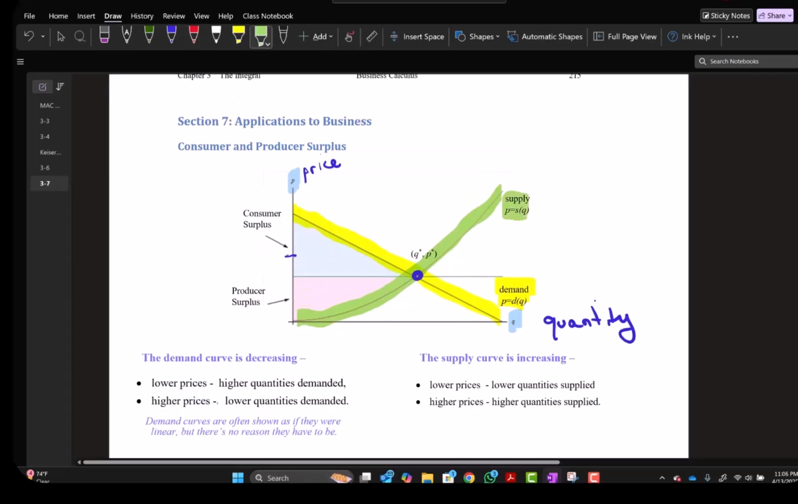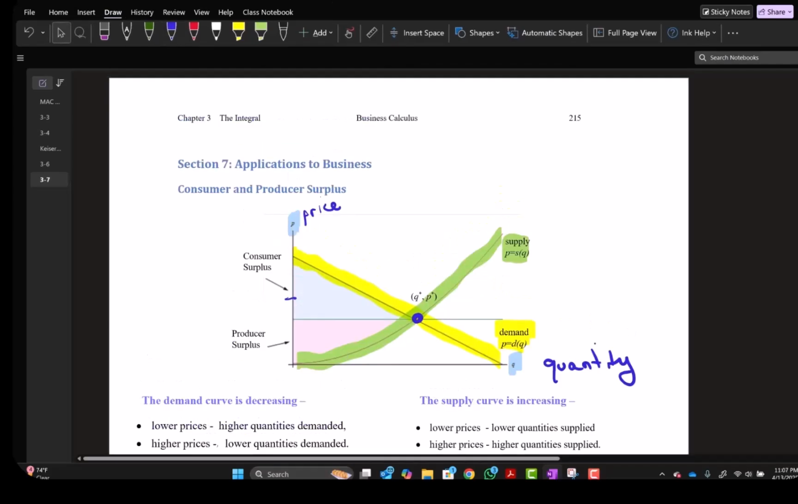Then we have the supply curve. The supply curve is the green curve. And we can see that the supply curve is increasing. The lower the price, the lower the quantity supplied. If I have a low price, here's my quantity. If I have a lower price, my quantity is smaller because I don't want to supply as much.